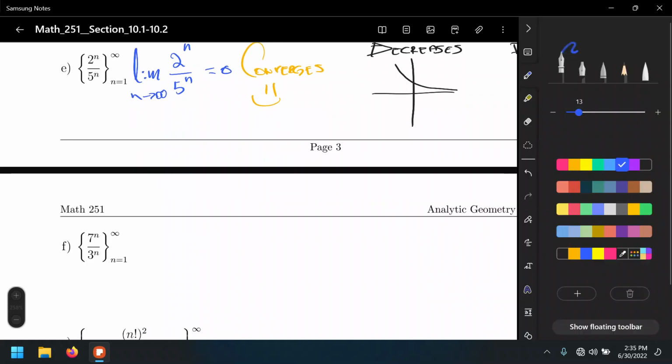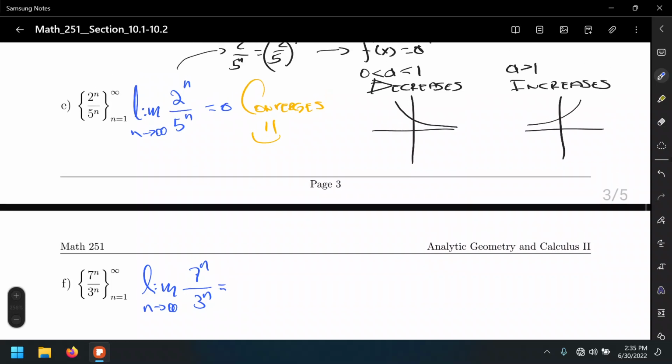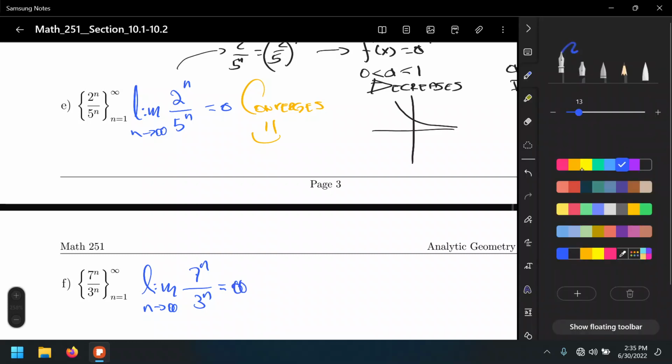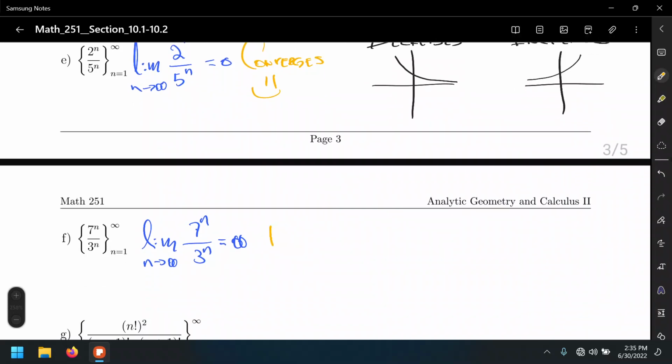Now, is it the same for the next one? For letter F? What about it? This one is an increasing function instead, right? When we compare to these two right here. Well, the limit will be infinity and diverges.